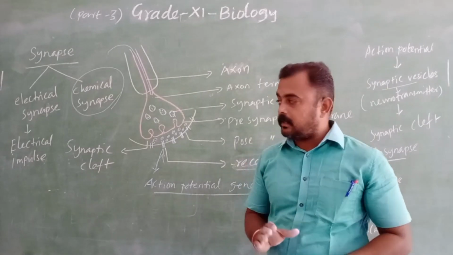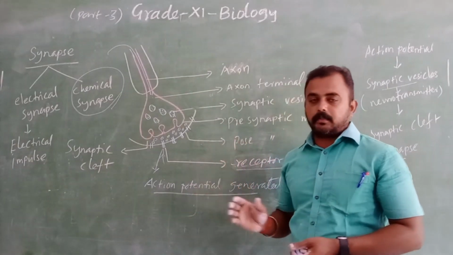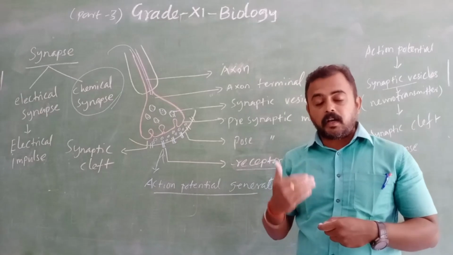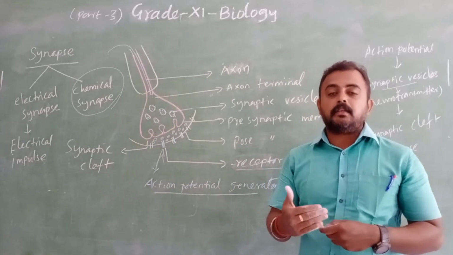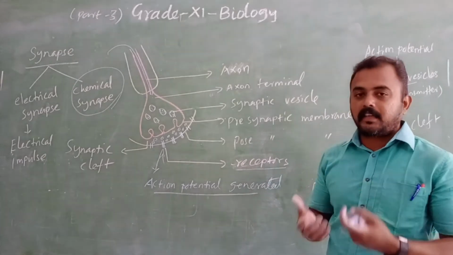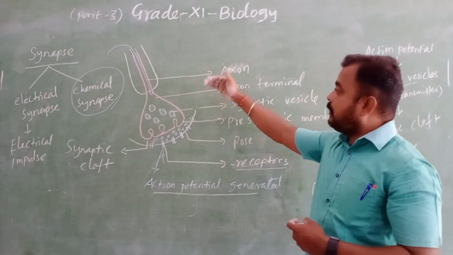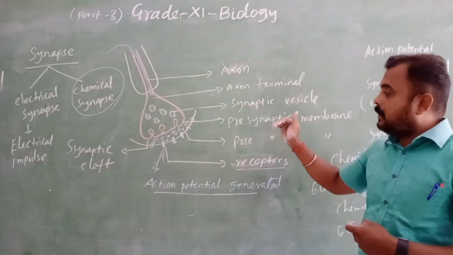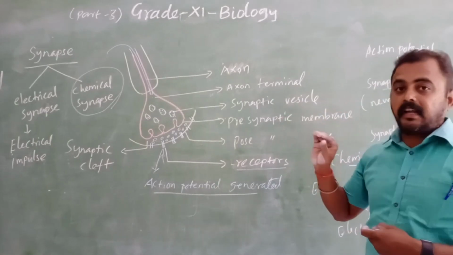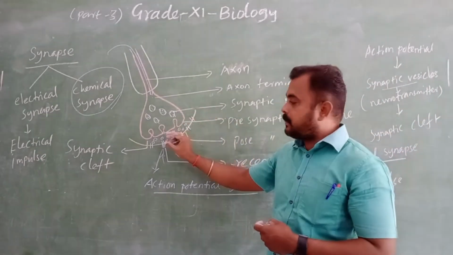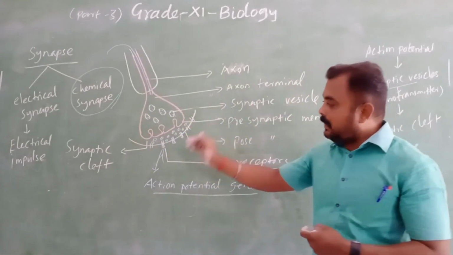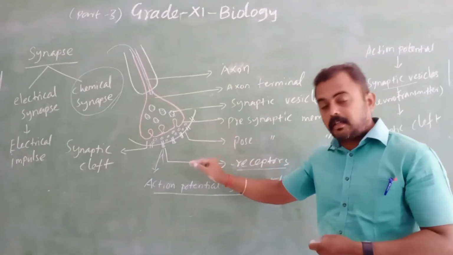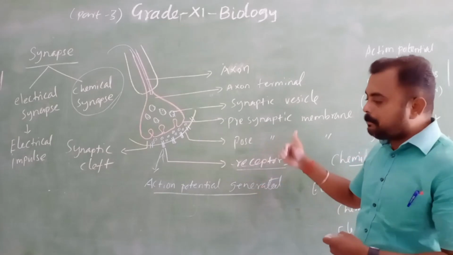Okay, don't get confused. It is very easy. How is that impulse transferred from one neuron to another? For that question, this is the answer. Easily we can write it. The axon terminal receives the action potential, then it stimulates the synaptic vesicles. Inside the synaptic vesicle we have neurotransmitter. That neurotransmitter is released into the synaptic cleft. Then it is received by the receptors. Then action potential starts in the next neuron.